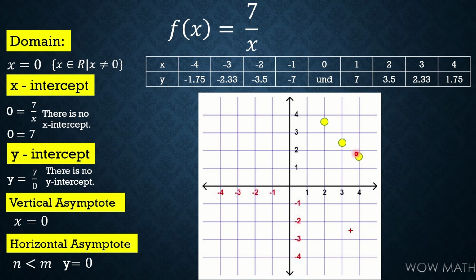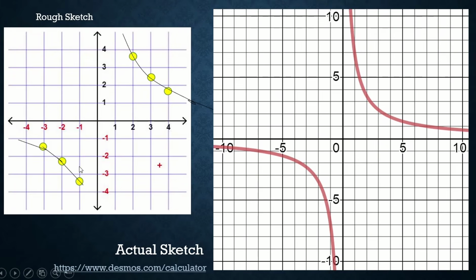Pero, yung gagawin lang natin is sketch lang natin para makita nyo kung ano magiging itsura ng f of x is equal to 7 over x. So, rough sketch lang yung gagawin natin. So, ganun din sa kabila. Okay, so ito yung rough sketch natin.